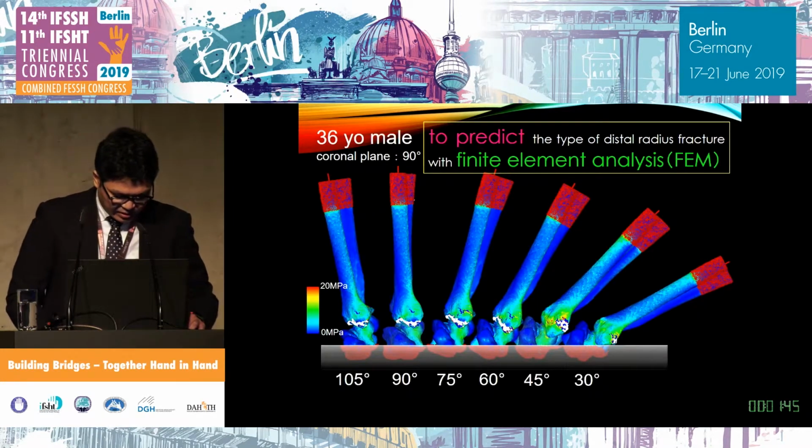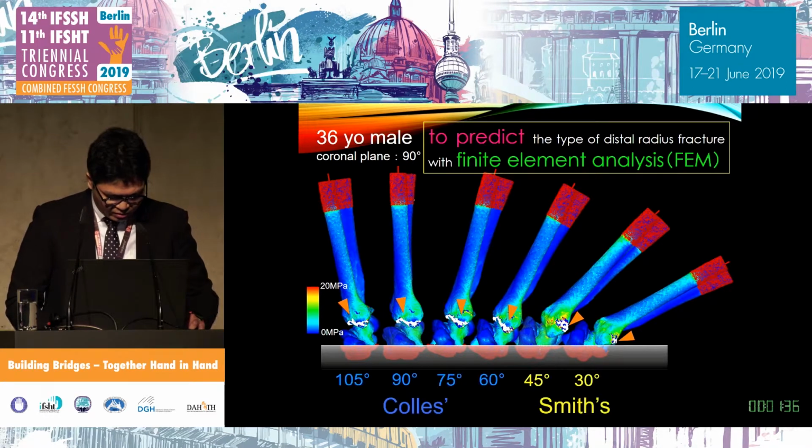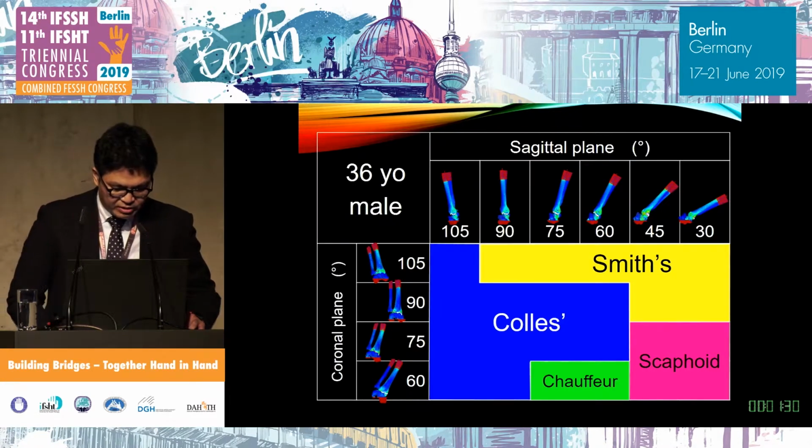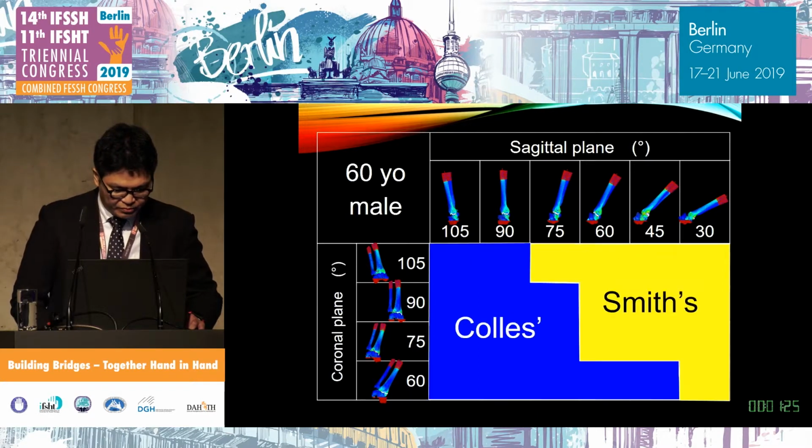This is the result of a 36-year-old man. As the angle was decreased, the fracture line shifted to the volar side. In addition, Smith fracture occurred when the angle was 30 and 45 degrees. Smith fracture occurred when the angle between the long axis of the forearm and the ground was small.